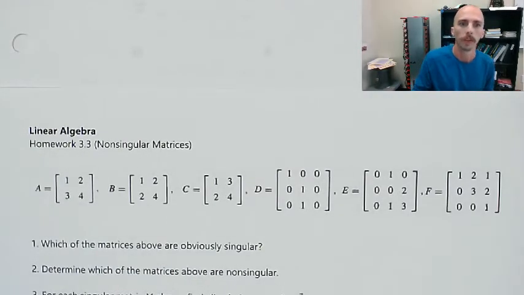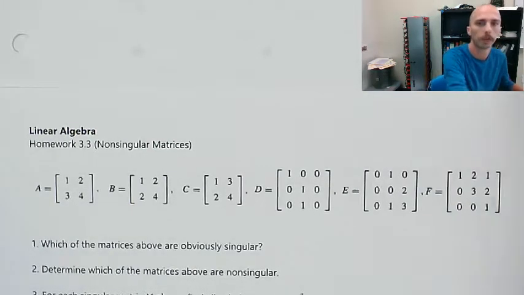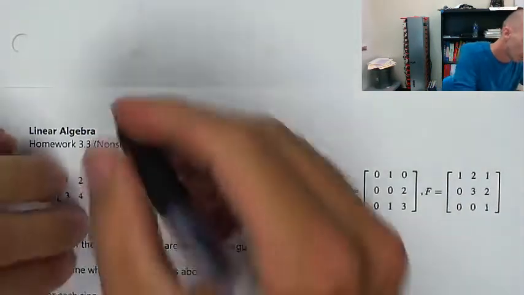Okay, hello, welcome. In this video I'm going to be working some examples involving non-singular matrices. I'm going to be working through linear algebra homework 3.3. Before I begin, I'm just going to remind you of the definition of non-singular matrix.